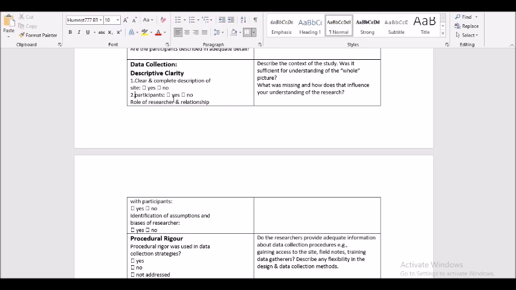Now there, as a participant, how you are going to describe it is also taking up. We will understand this thing once I come to those areas. Role of researcher and relationship.